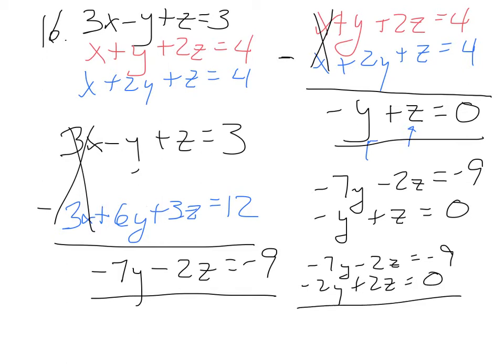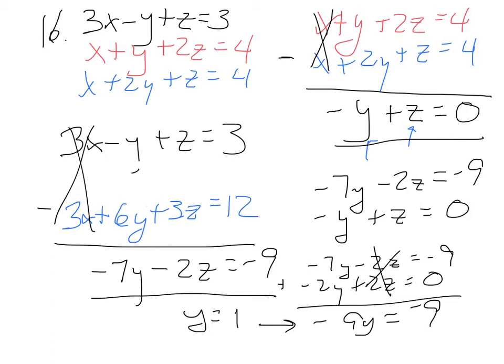And now I can add those together. Negative 7 plus negative 2 is negative 9y. These are gone. 2z and negative 2z are gone, equals negative 9. So therefore y equals 1 based upon that equation right there. Negative 9y equals negative 9, divide by negative 9 both sides, you get y equal to 1. Then what you're going to do is, once you've got y equals 1, I'm going to go to a new slide.